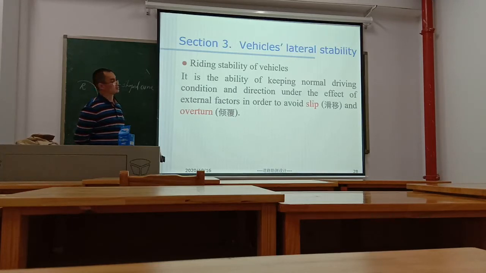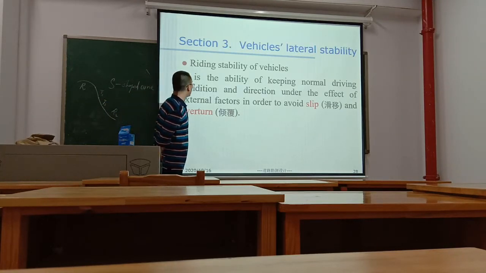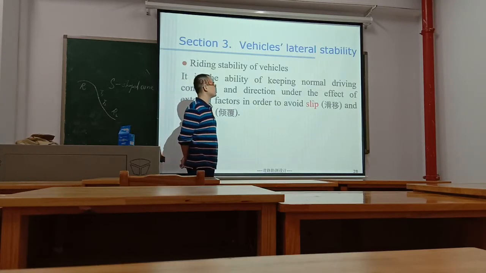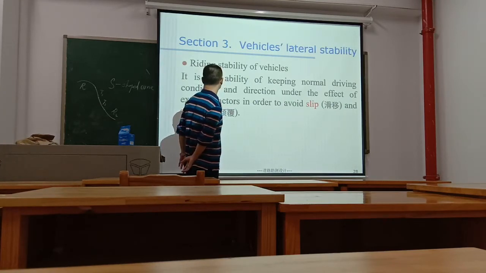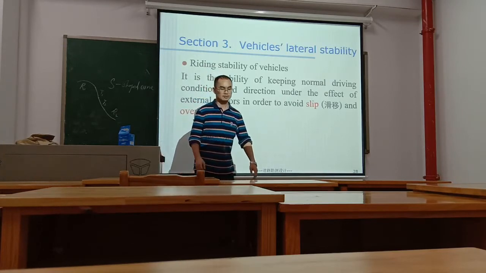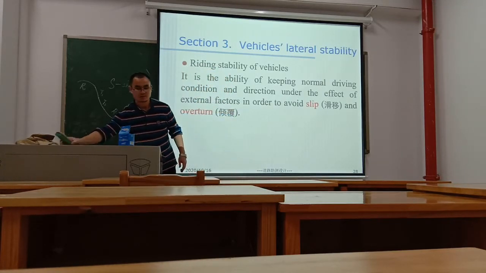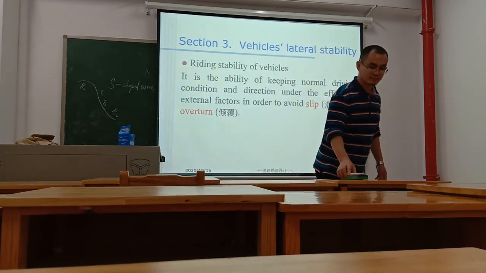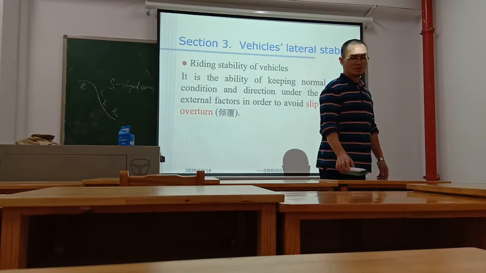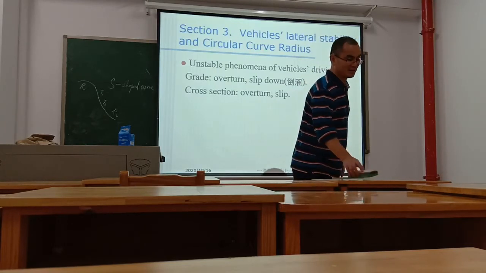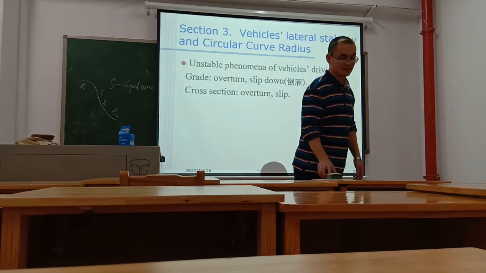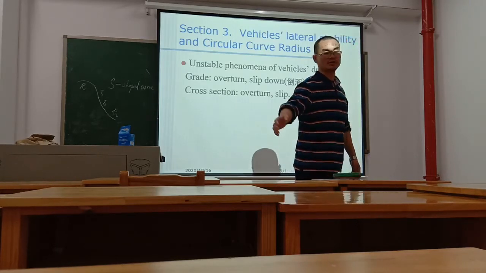Riding stability of vehicles is the ability of keeping normal driving condition and direction under the effect of external factors, in order to avoid slip and overturn. When turning left or right, this is slip. This is overturn.